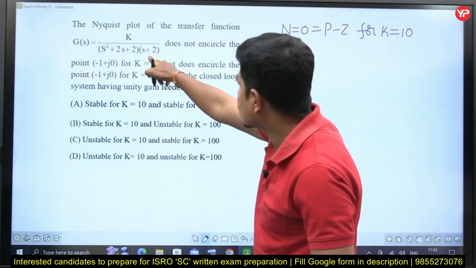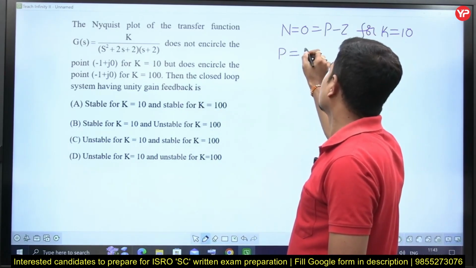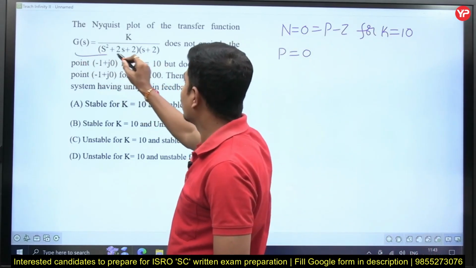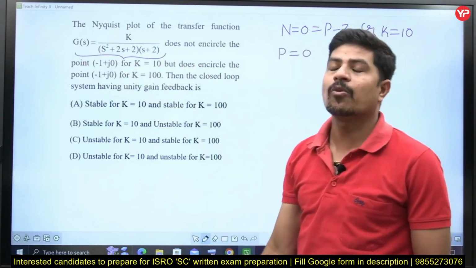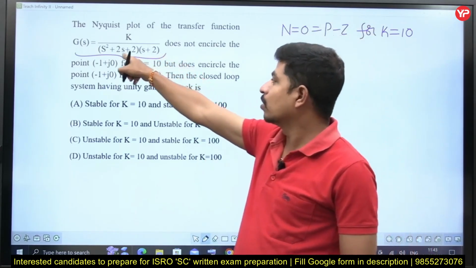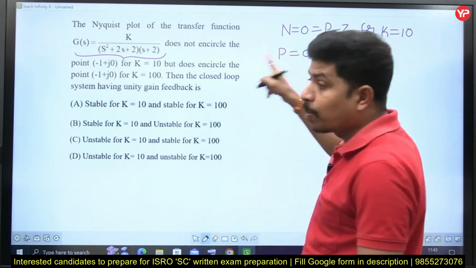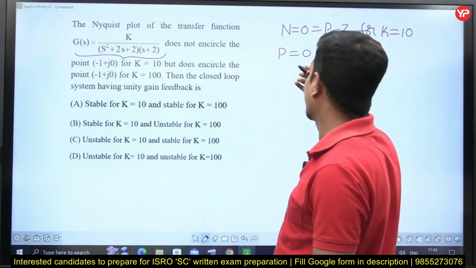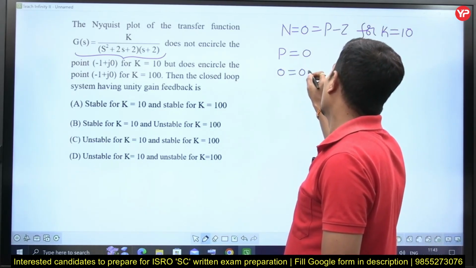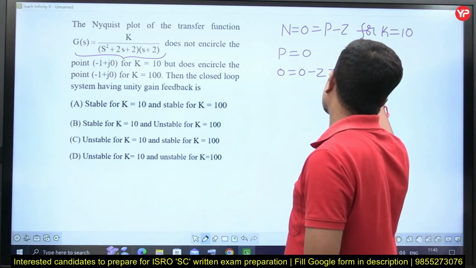Now if you see, P is equal to how much? 0. The number of open loop poles in the right half of the S plane is 0. Observe the open loop transfer function. How many poles does it have in the right half of the S plane? No pole. All 3 poles are in the left half of the S plane. So 0 is equal to 0 minus Z, that implies Z is equal to 0.